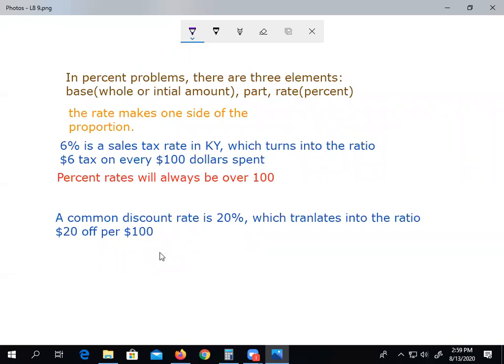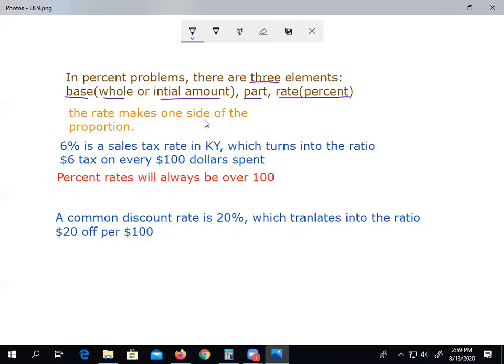As you will see in the upcoming lessons, percent problems are basically going to be all word problems for the most part. So this is really where you start to see a lot of the math take place in the real world, is percent math. So percent problems are going to have basically 3 key elements. The base is one of the elements, which we also call the whole or the initial amount. The part is the other element, and then the rate or the percent is the third element.